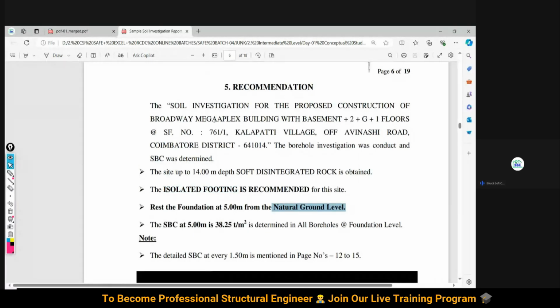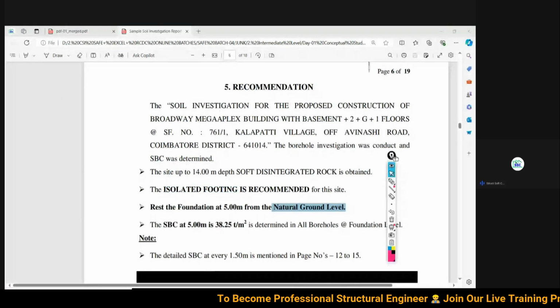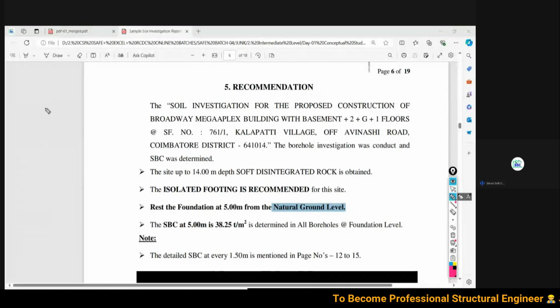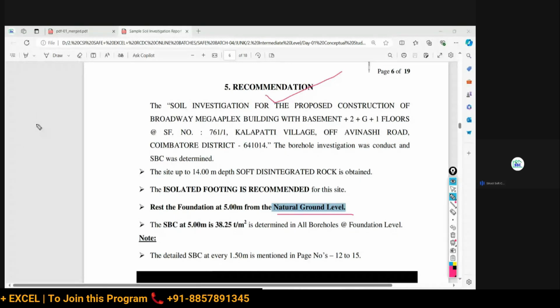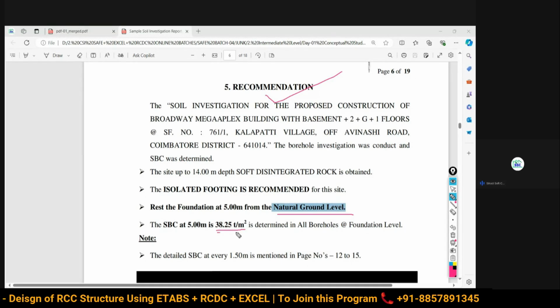People are asking, sir, at what depth do I have to put my foundation? How will I come to know? So this soil investigation will recommend that. Sir, what type of foundation should we choose? That also is going to be recommended by your soil investigation report. Sir, what soil basis should I consider? That also will be given in your soil investigation report.